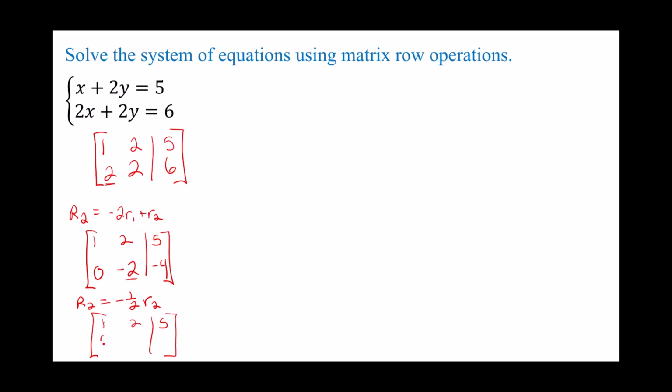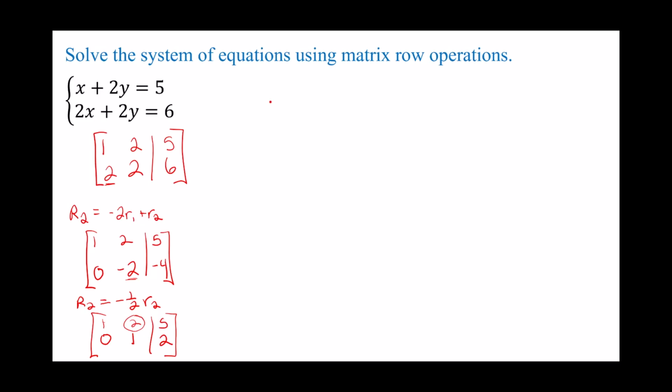So 0 times negative 1/2 is still 0. Negative 2 times negative 1/2 is 1. And negative 4 times negative 1/2 is 2. Now the last thing I'm going to do is make this 2 that I'm circling here a 0, and then I'll have this in reduced row echelon form.